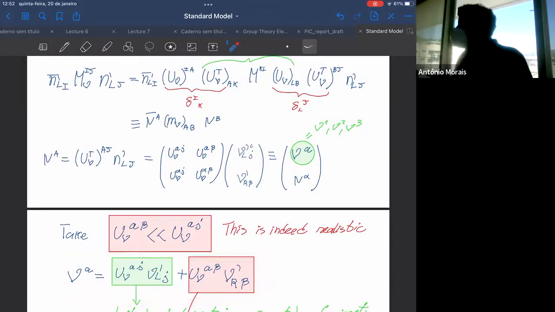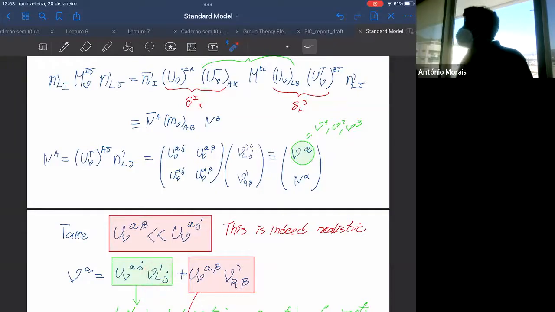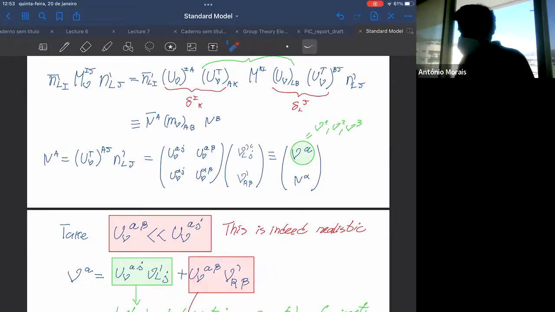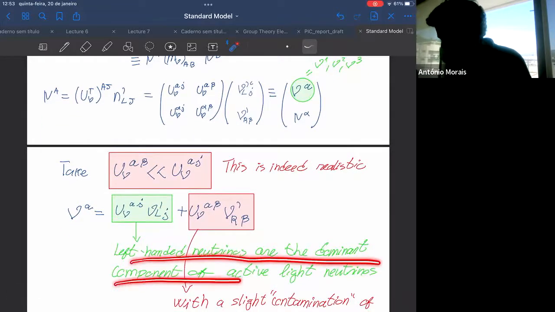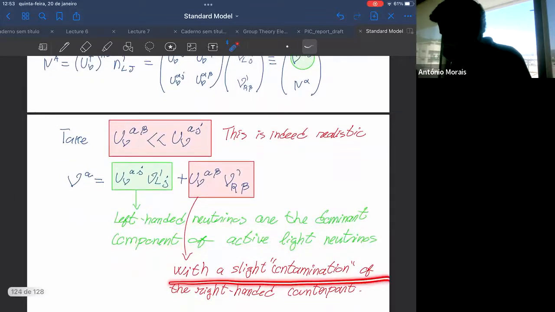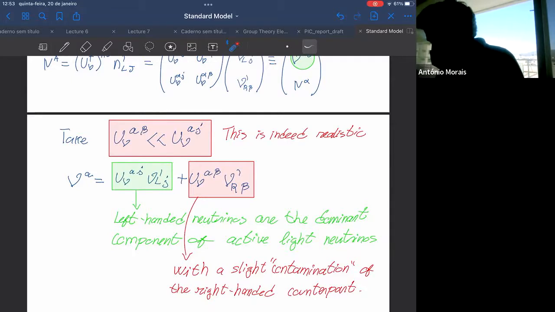that we see are a superposition of the flavour states, as we know from oscillation. This is what we actually have in oscillation, a superposition of these neutrinos, but we can also have a superposition including this sterile, this right-handed, sterile neutrinos. So we could say left-handed neutrinos are the dominant component of active light neutrinos with a residual contamination from the right-handed counterparts. So this is how you can see this.